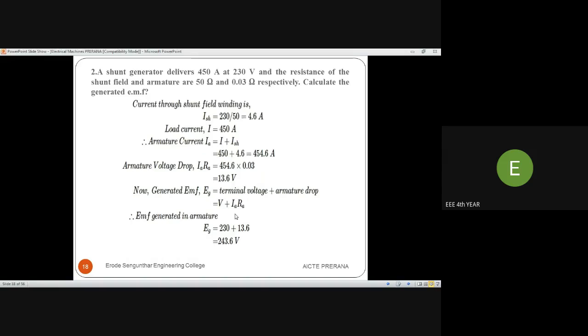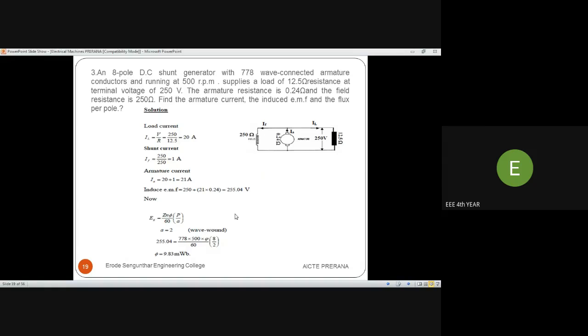DC machine. Next, the third problem is a similar problem, only the thing is wave wound armature conductors. An 8-pole DC shunt generator with 778 wave connected armature conductors and running at 500 rpm supplies a load of 12.5 ohm resistance at terminal voltage of 250 voltage. The armature resistance is 0.24 ohm and the field resistance is 250 ohm. Find the armature current, induced EMF and flux per pole. It is a circuit arrangement of a DC shunt generator.